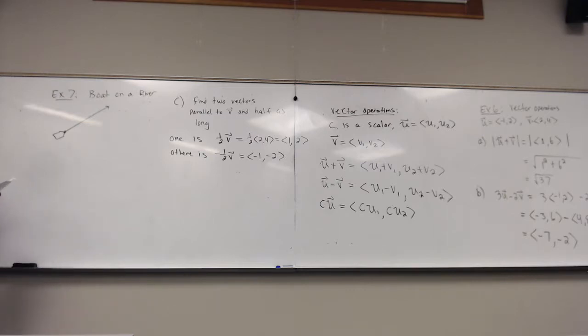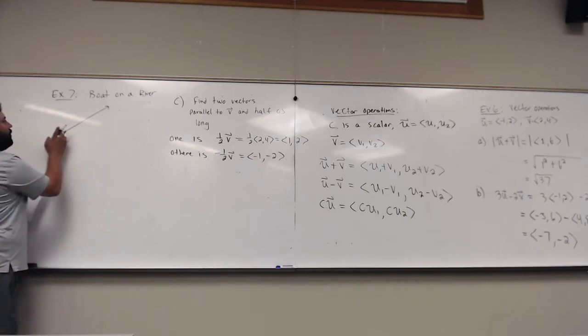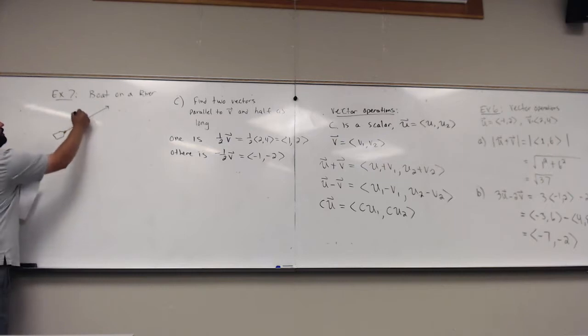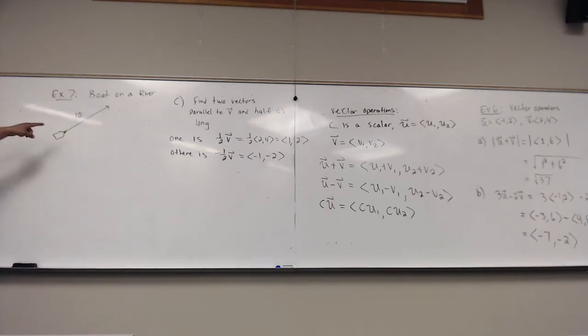Okay, and it says the speed of the boat is 10 miles per hour. And so the boat's going in a particular direction, and when we talk about speed, that's going to be the length of the vector. Okay. You could do this for airplanes as well, and thinking about wind acting on the airplane.